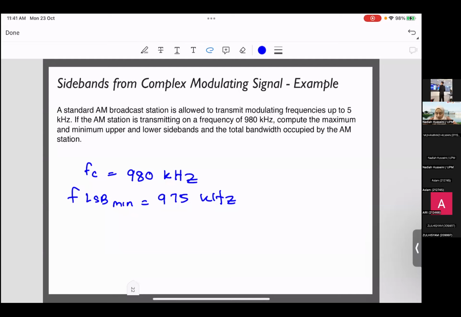Here they tell us the transmit modulating frequencies up to 5 kilohertz, which means it's telling us the maximum, but it's not telling us the minimum. We don't really know, but we can assume it's 0 maybe, but it's not given, so we don't work with that number. Okay, so what is the maximum upper sideband? Can I have Irie to answer that? Maximum upper sideband.